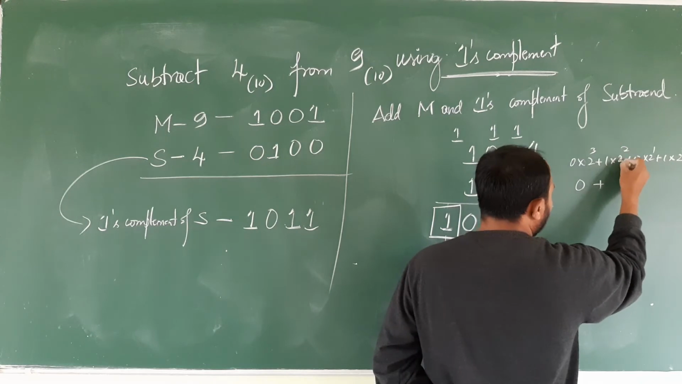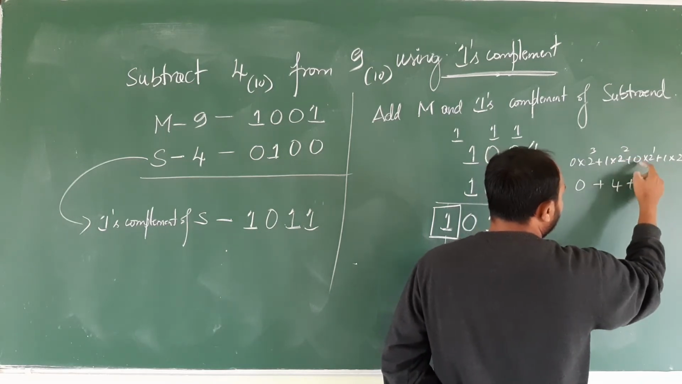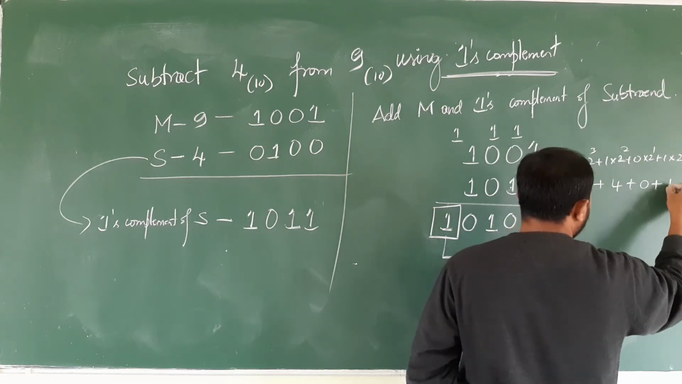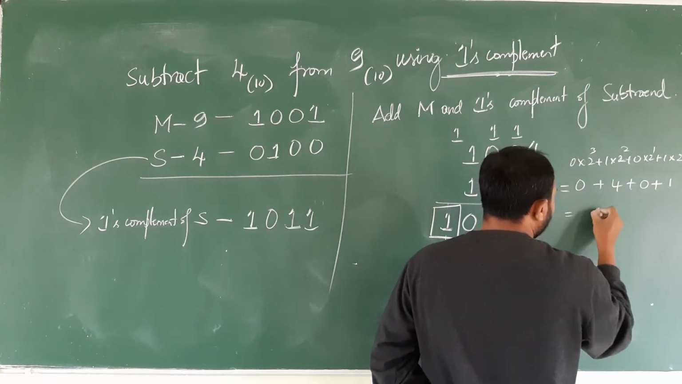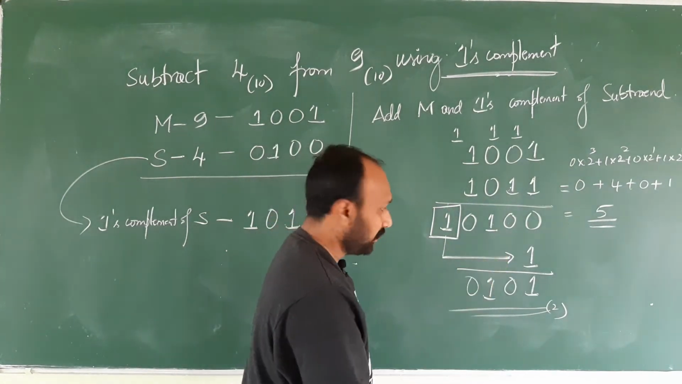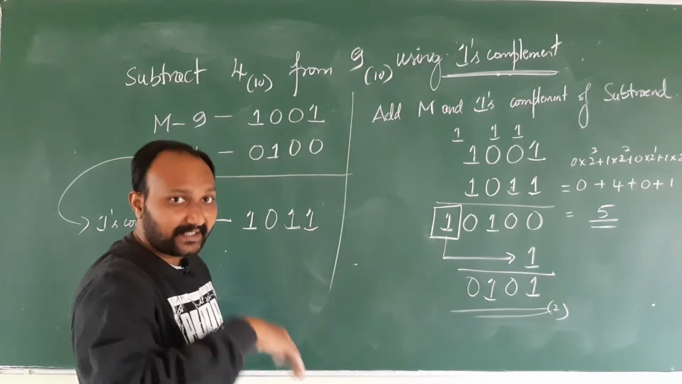So 2 to the power 2 is here 4. Anything multiplied by 0 is 0. Again here 2 to the power 0 is 1, so 1 into 1 is 1. So what is the answer here? The answer is 5. Correct? The answer is 5. So what was our answer in decimal?